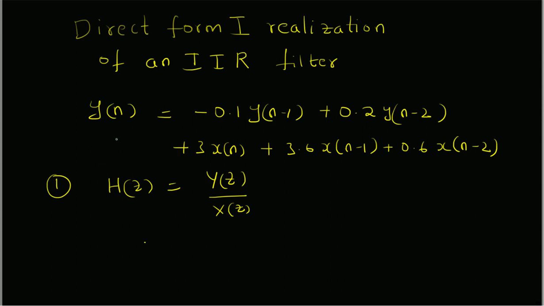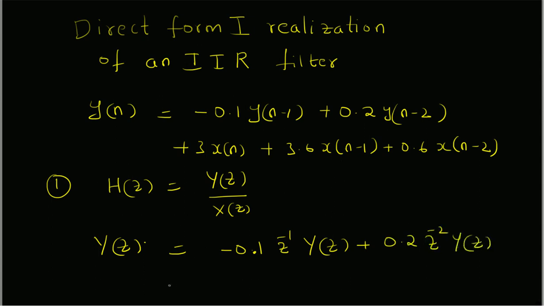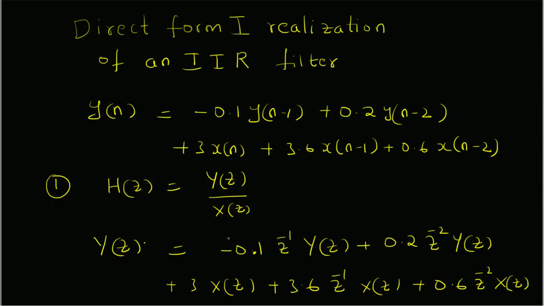By applying z transform on both sides, we get Y of z is equal to minus 0.1 z inverse Y of z plus 0.2 z power minus 2 Y of z, and then for the inputs we have 3 times X of z plus 3.6 times z inverse X of z, and finally 0.6 z power minus 2 X of z. Now by gathering all the terms that have Y of z on one side and all the terms that have X of z on the other side, we get the following.